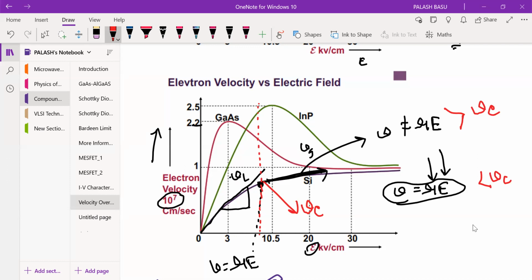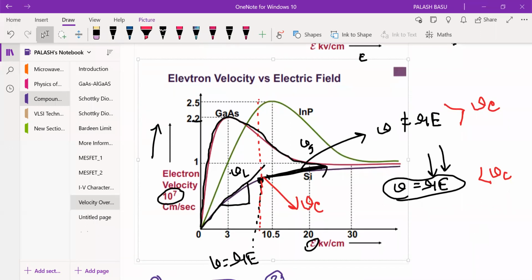Now, if you see the other part, like gallium arsenide, you travel a lot more than silicon. For example, you can see that you have traveled a lot, and then due to some reason, it has come back to the same. Why has it come back? We understood last class: it is called the velocity or electron rolling off effect.